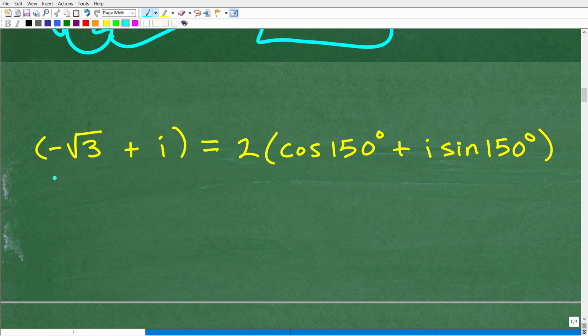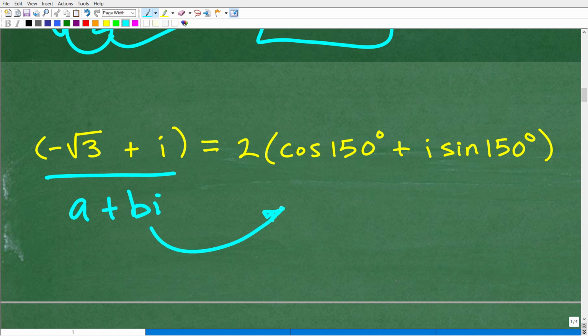So here is the answer. When you take this complex number in a plus bi form and you put it into polar or trigonometric form, of course, that is going to be r cis, right? Radius times cosine, then we have our imaginary component times sine. This is a pretty common abbreviation for trigonometric or polar form. This is the answer. Okay, so 2 times cosine 150 plus i sine 150.